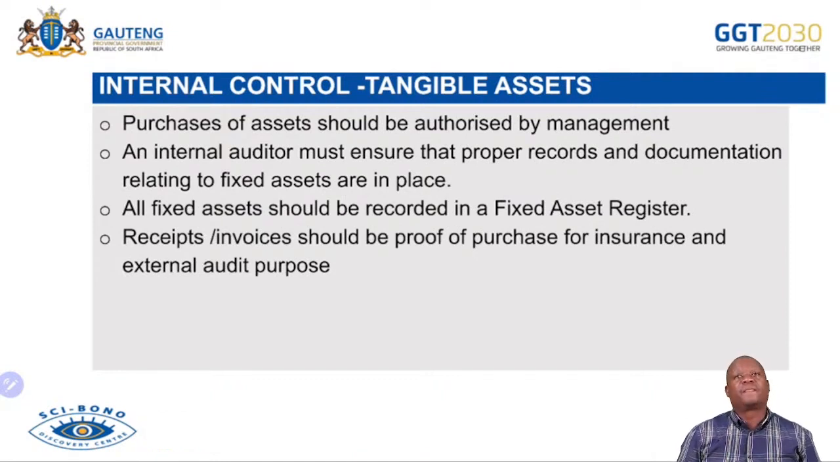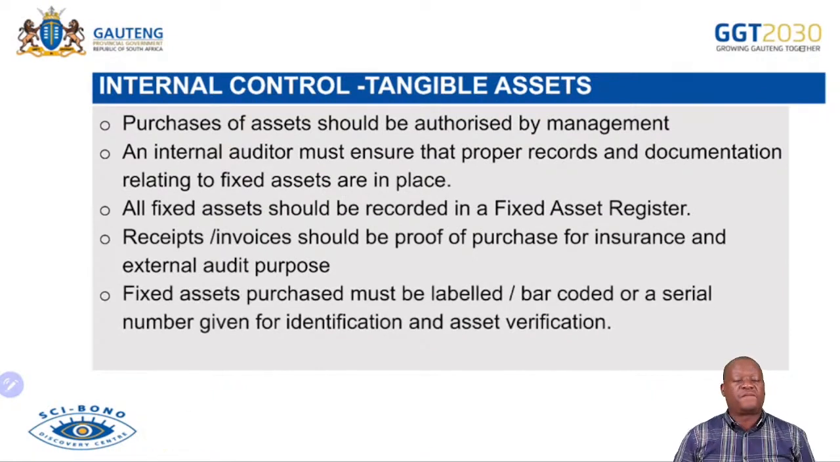And then we also need to make sure that fixed assets purchased must be labeled, or barcoded, or have a serial number given for identification and verification purposes. You know, we have other assets that are easily identifiable, like when you buy a vehicle, it has a lot of identifying features. We have the plate number on the vehicle, which says BC95 GP. We know that's the vehicle. We have the VIN number, so it's easily identifiable.